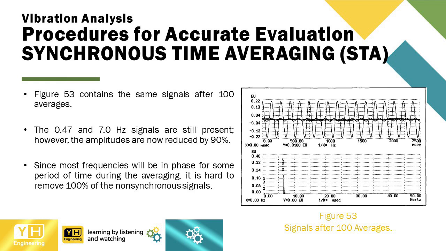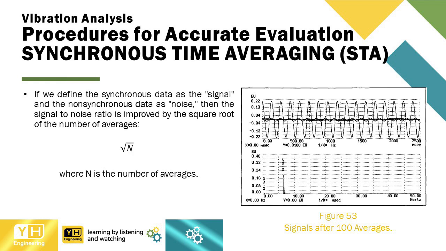Since most frequencies will be in phase for some period of time during the averaging, it is hard to remove 100% of the non-synchronous signals. If we define the synchronous data as the signal and the non-synchronous data as noise, then the signal-to-noise ratio is improved by the square root of the number of averages, usually abbreviated as n.